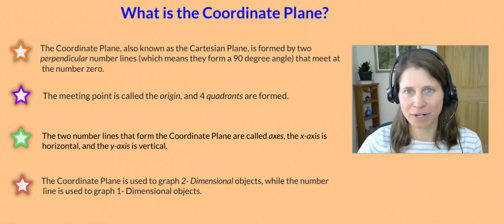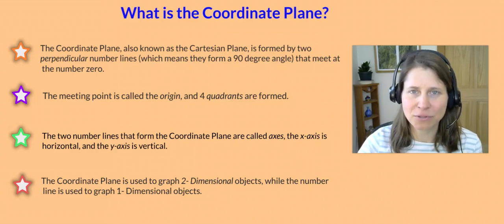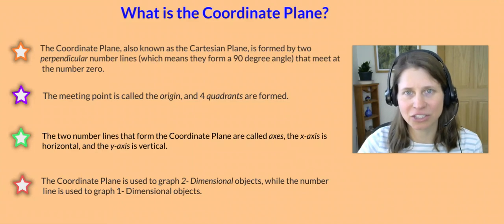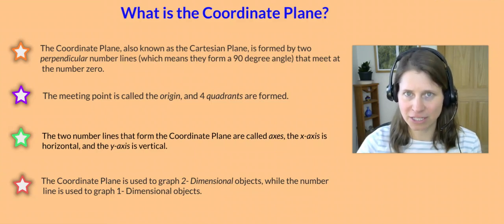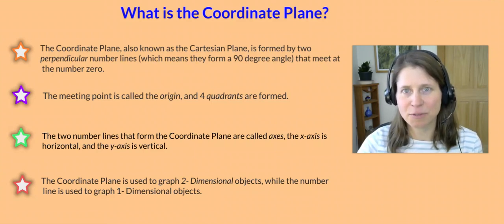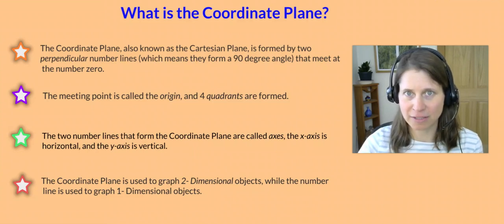So what is the coordinate plane? Well, usually we see the coordinate plane in middle school, high school, and into college. It's really used for a lot of different things, but especially for graphing in algebra and in geometry. And the way that the coordinate plane, which is also known as the Cartesian plane, is formed is by using two number lines, which we typically use for graphing one-dimensional space.